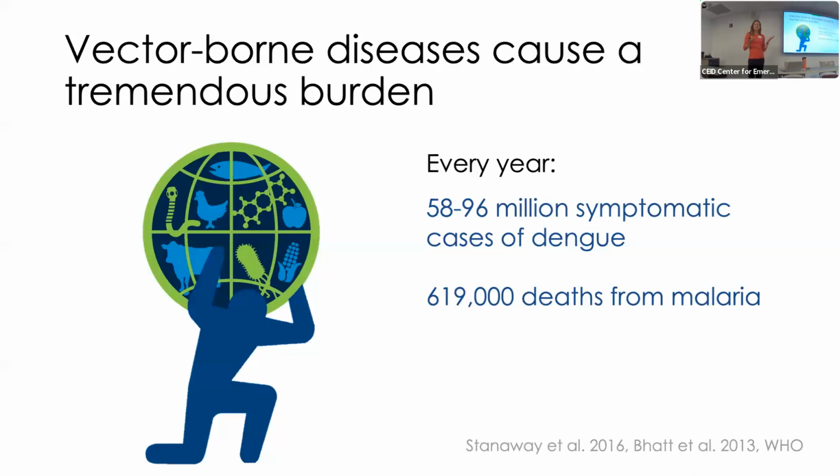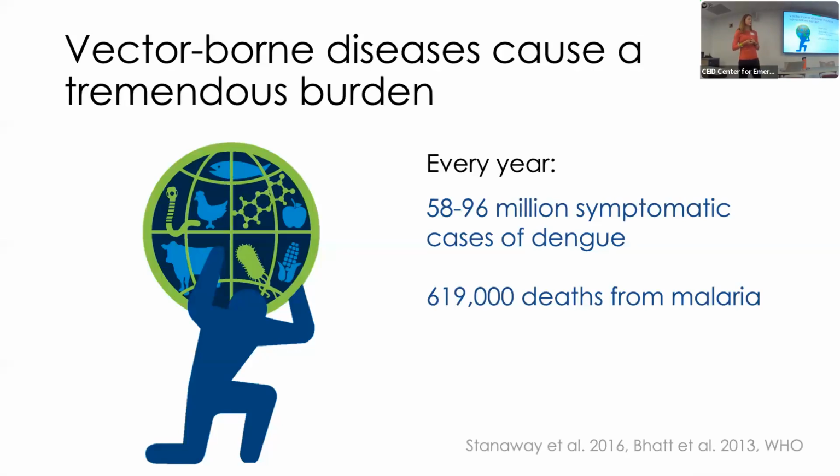And vector-borne diseases cause a large burden, as I alluded to earlier. We estimate that there's somewhere between 58 and 96 million symptomatic cases of dengue every year. So a very large burden of a very severe febrile illness that doesn't lead to a lot of deaths, although it does cause some deaths as well.